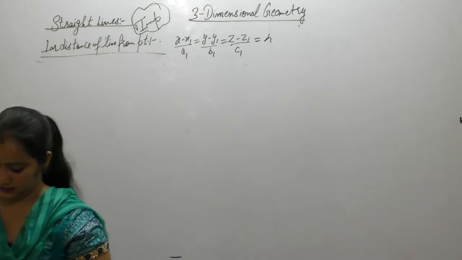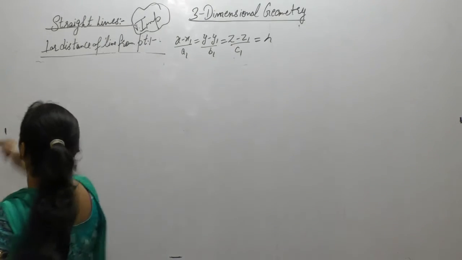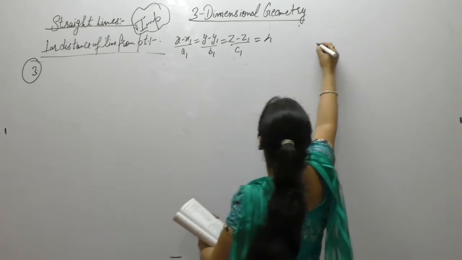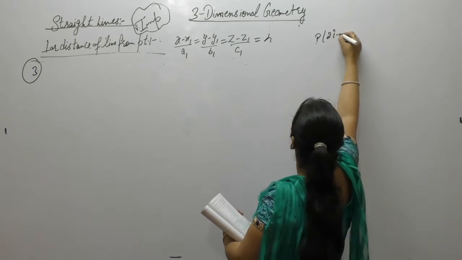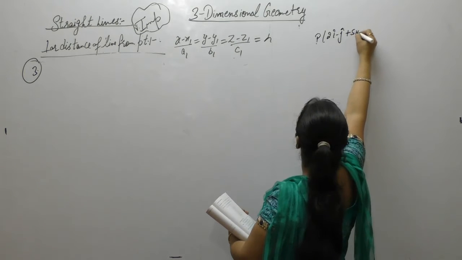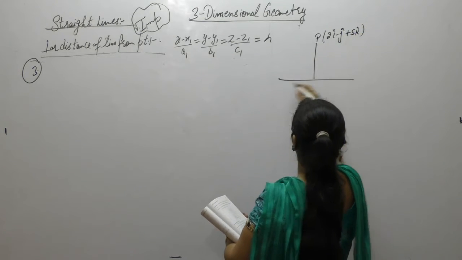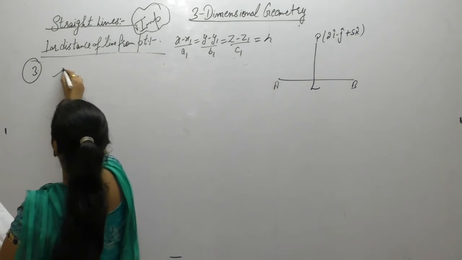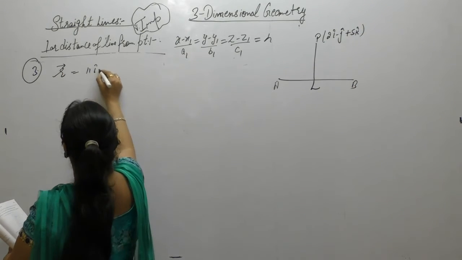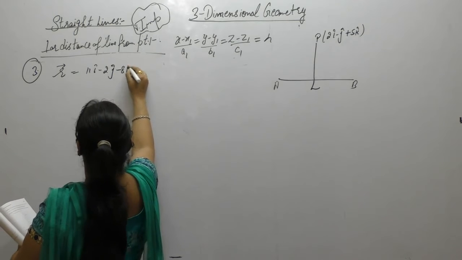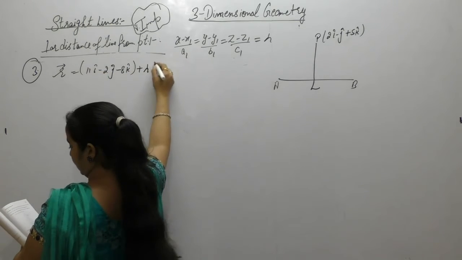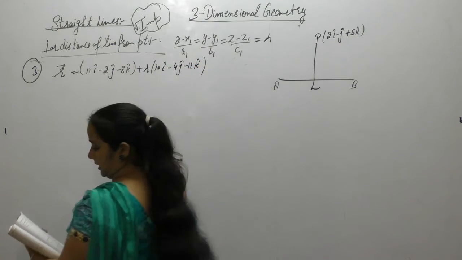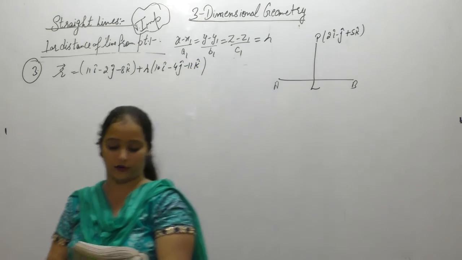The next is: find the foot of perpendicular drawn from the point 2i minus j plus 5k to the line r vector equals 11i minus 2j minus 8k plus lambda times 10i minus 4j minus 11k. Also find the length of the perpendicular.